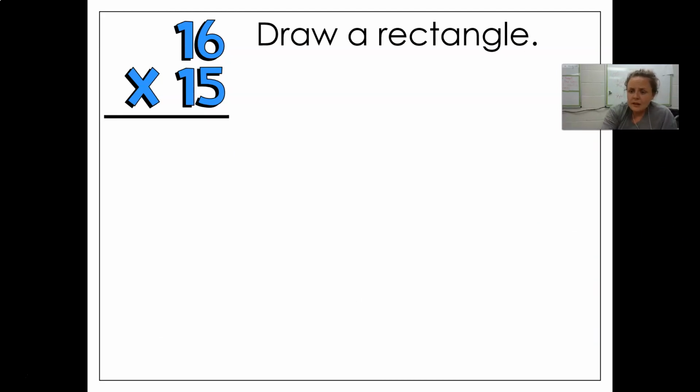What I would do is go ahead and make a box, and since it's a 2-digit by 2-digit, we want the box to have 4 small boxes inside. And we're going to split it into 10 plus 6 and 10 plus 5. And then do the multiplication.